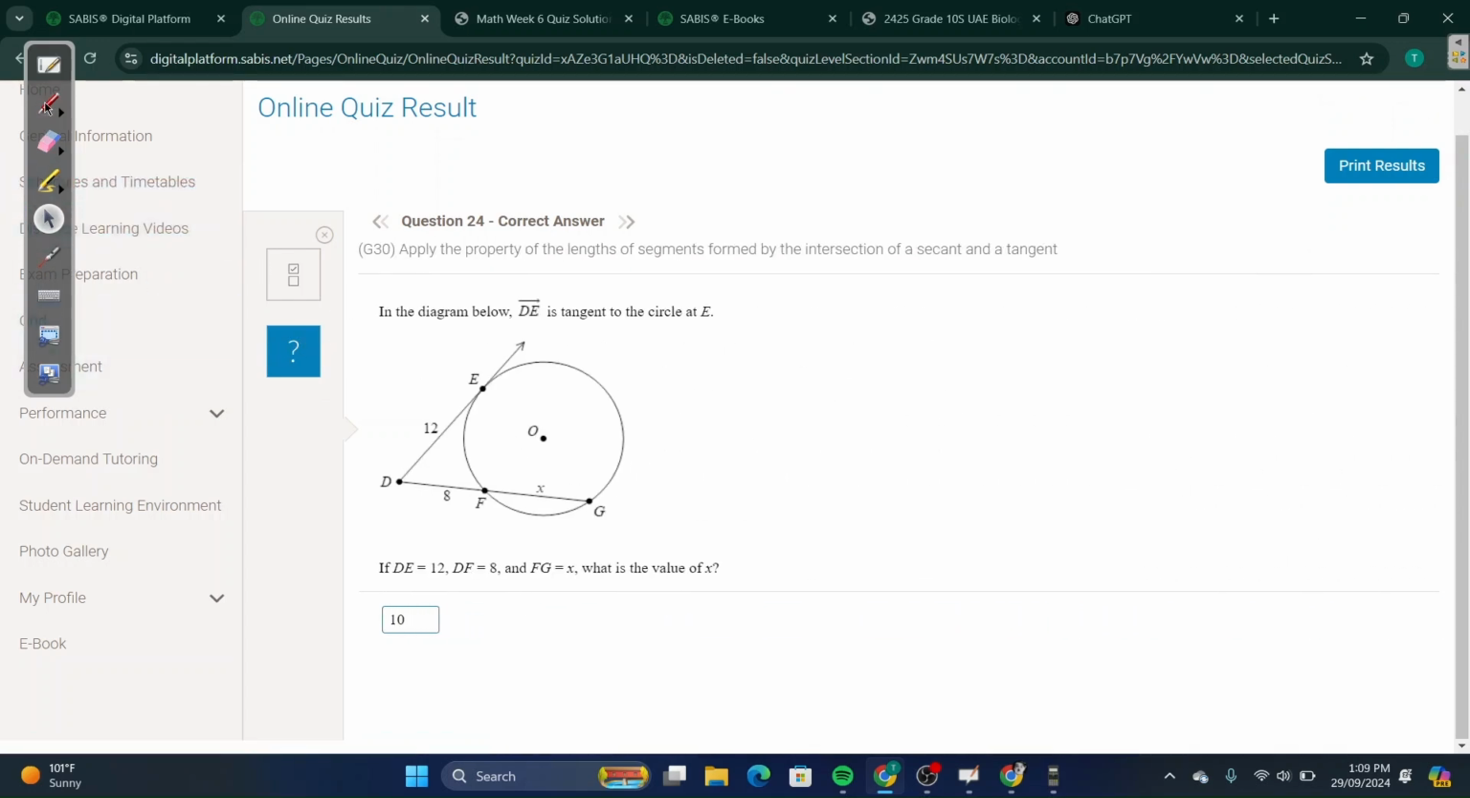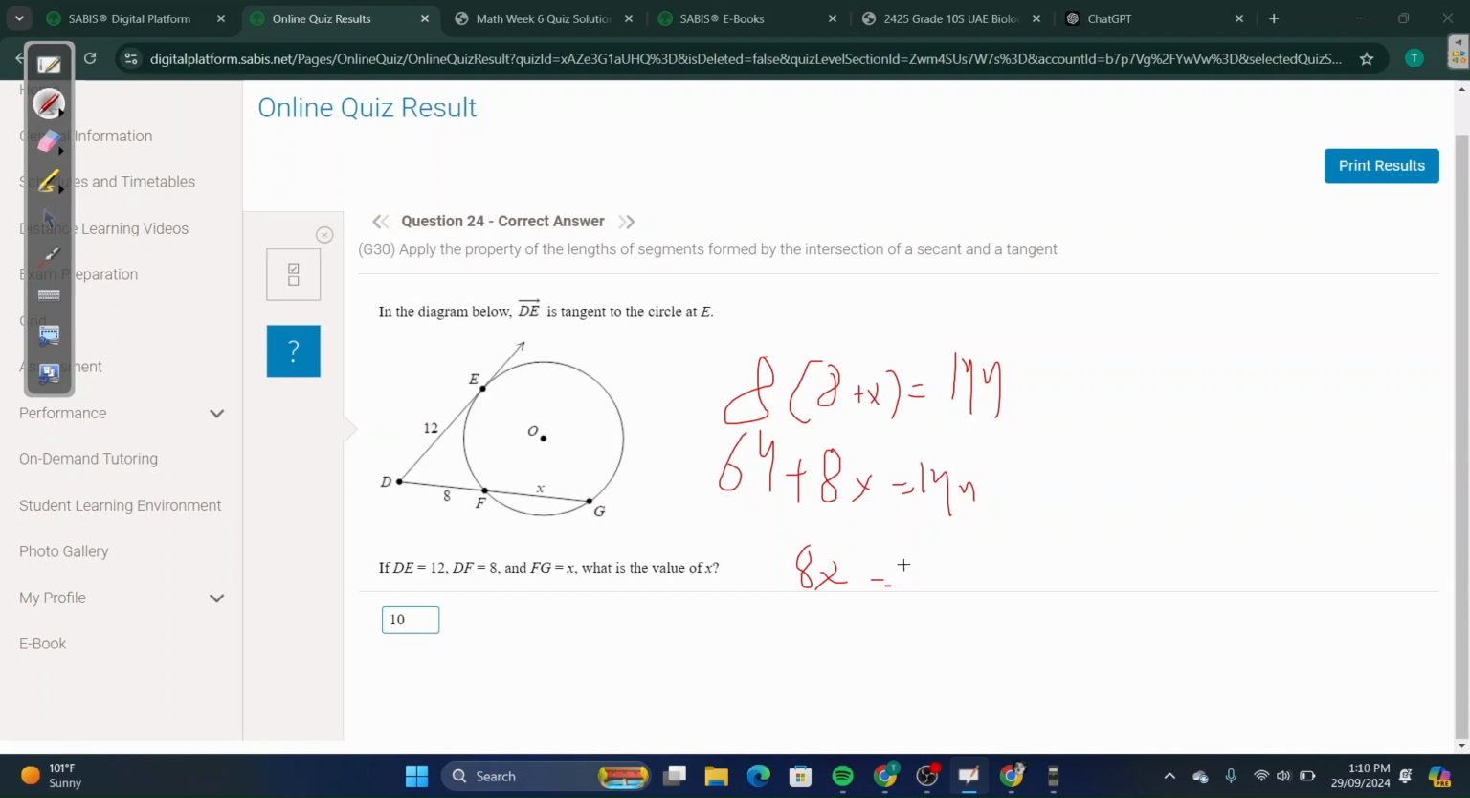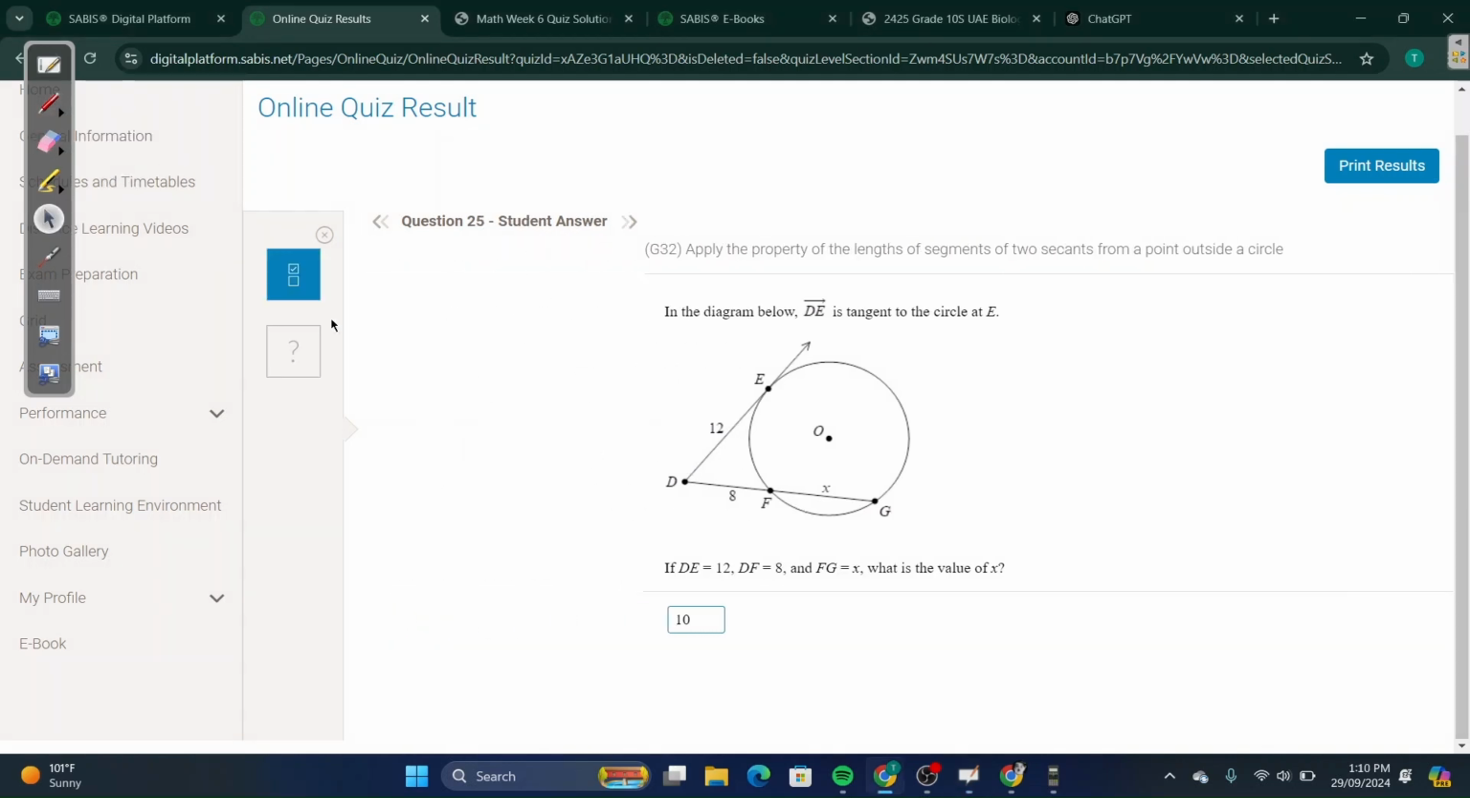DE, this is a tangent and a secant. So 8 multiplied by 8 plus x, because the exterior multiplied by the total. The total isn't 8x, the total is 8 plus x. Is equal to 12 squared, which is 144. So 64 plus 8x, because you distributed, equals 144. 144 minus 64, 8x is equal to 80. X equals 10. We're done there.